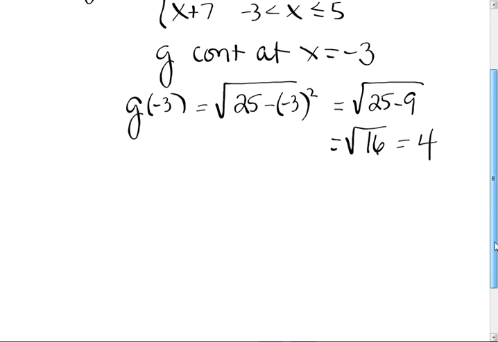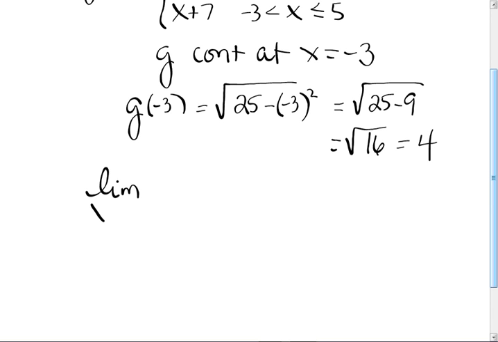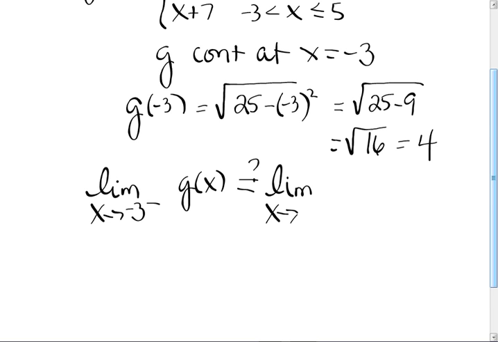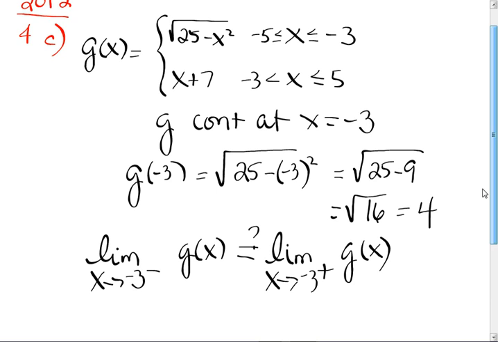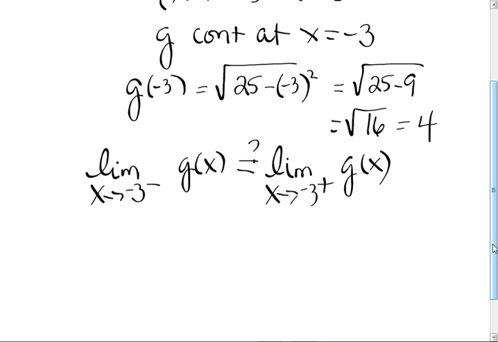I need to find the limit as x approaches negative 3 from the left of g of x. Is that equal to the limit as x approaches negative 3 from the right of g of x? Writing this will get me my points. They're going to look for that. Your job is to find the limit from the left and the right and tell me if it's continuous for Monday.